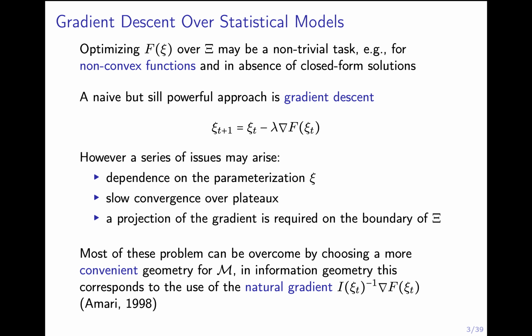And this led, for example, to the use of different metrics, for example, the Fisher-Rao metric, which is the one used in the natural gradient introduced by Amari, where the vector of partial derivatives is pre-multiplied by the inverse of the Fisher matrix. This gives you, for example, dynamics which do not depend on the choice of the parameterization. You have acceleration in presence of plateaus, so you do not have slow convergence. And the gradient always points in the direction of a proper distribution in the domain of the parameters of the model.